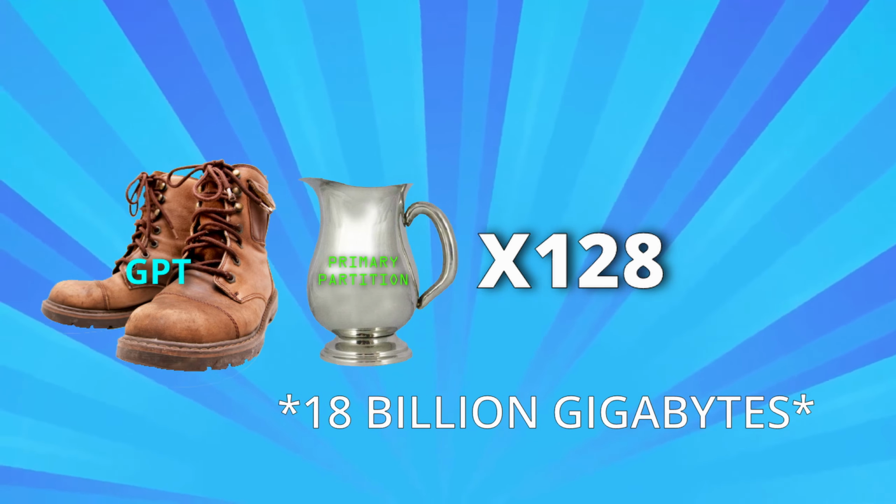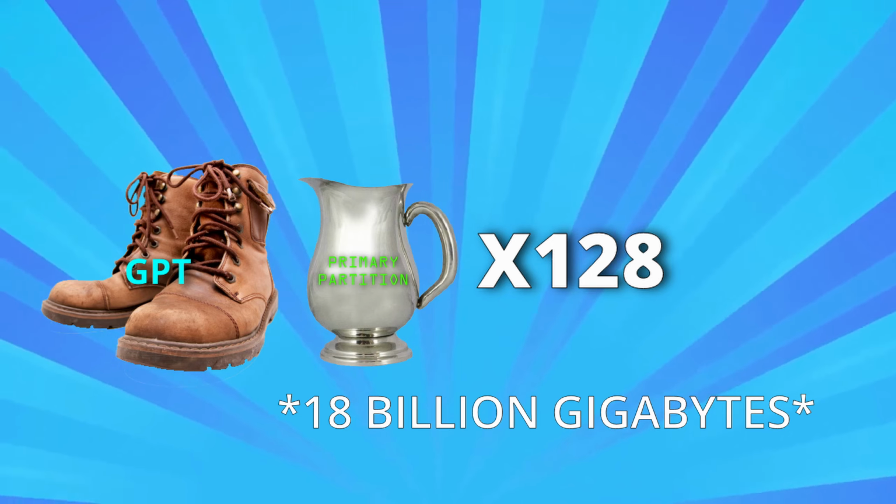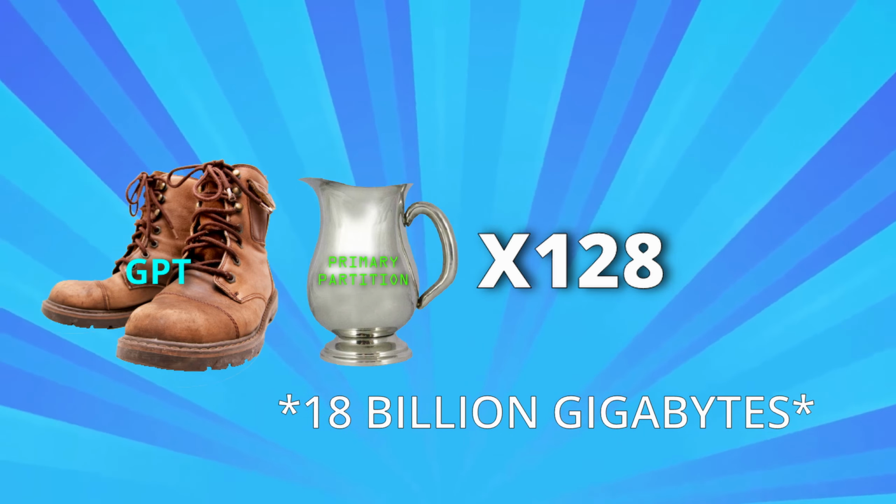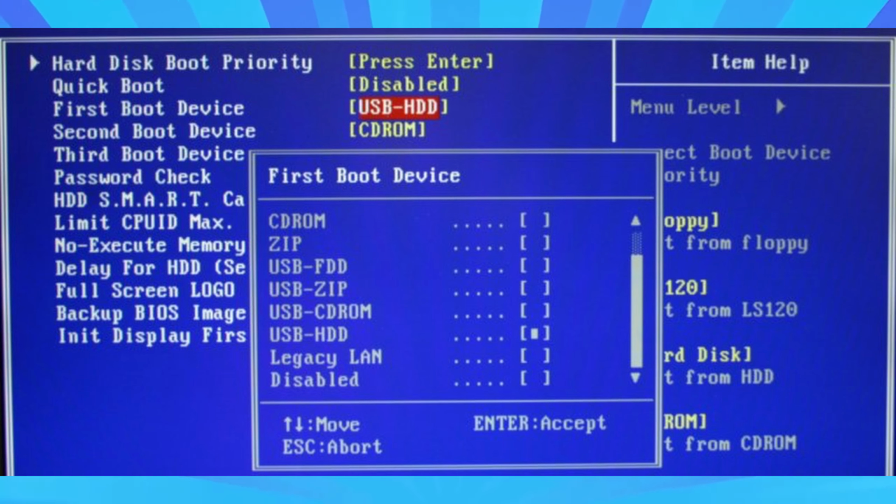MBR, despite its limitations and its elderly age, is still widely used, as GPT isn't compatible with the BIOS, which is the ROM standard for older systems. So keep that in mind. You will usually see MBR being used for USB drives or external media and stuff like that that you would hot swap quite a bit, just for compatibility reasons. So keep that in mind.